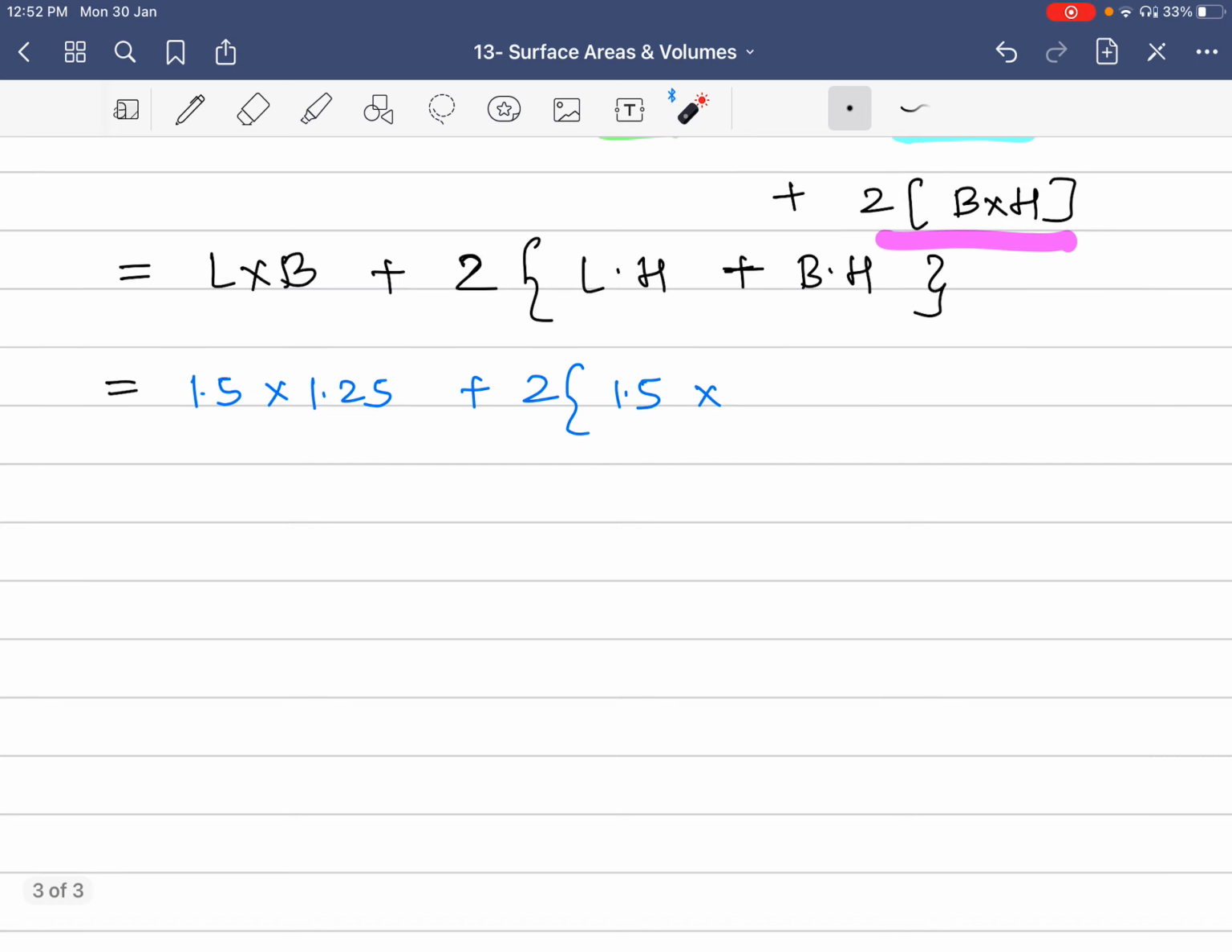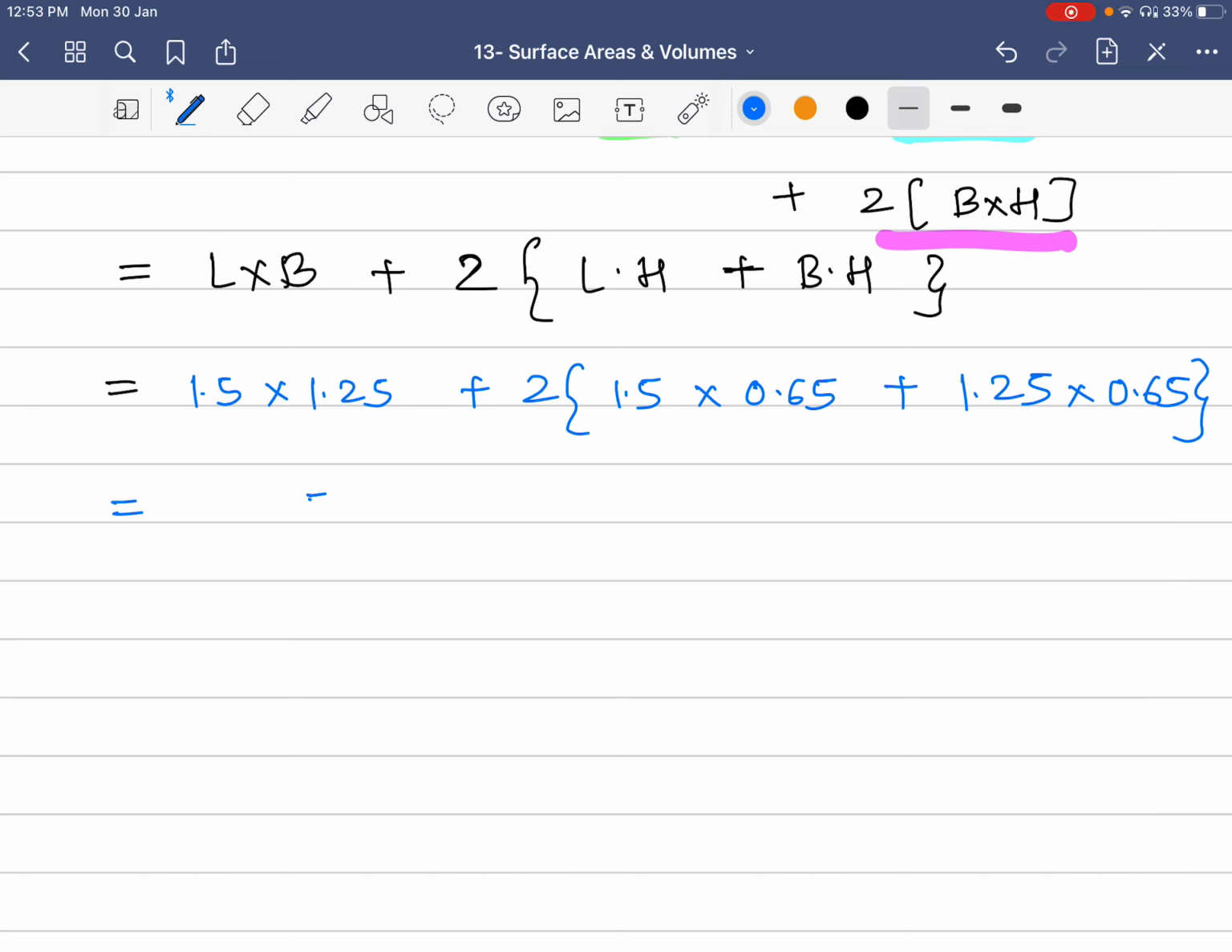H is 0.65 plus b is 1.25 into h is again 0.65. Okay, so this is our area. Now we have to just solve it. So that is going to be equal to, okay, so we have to do this decimal multiplication.